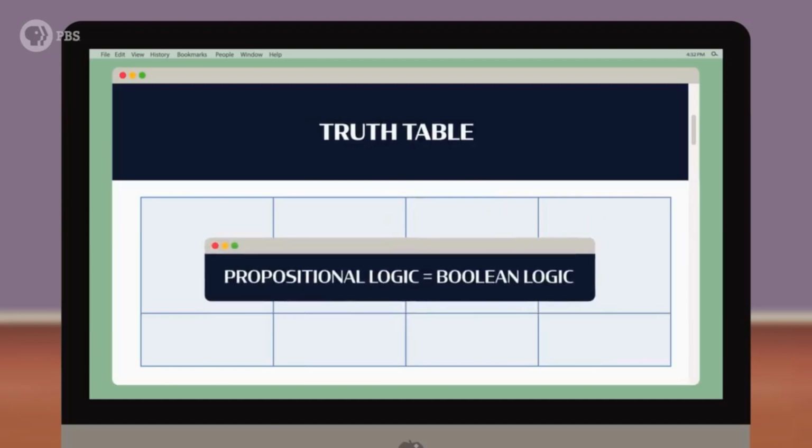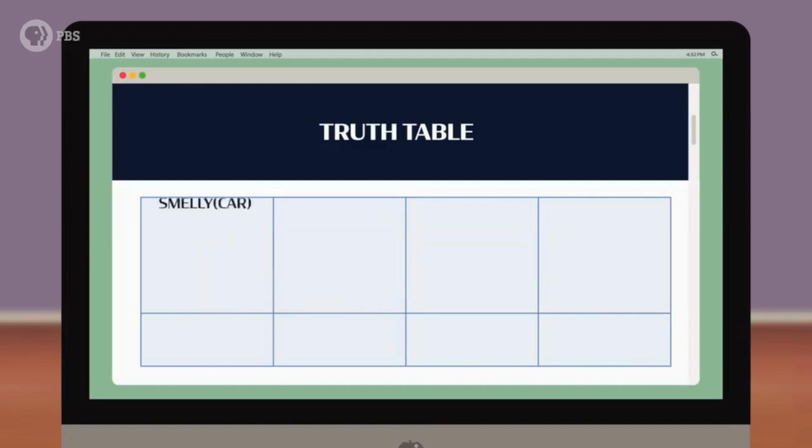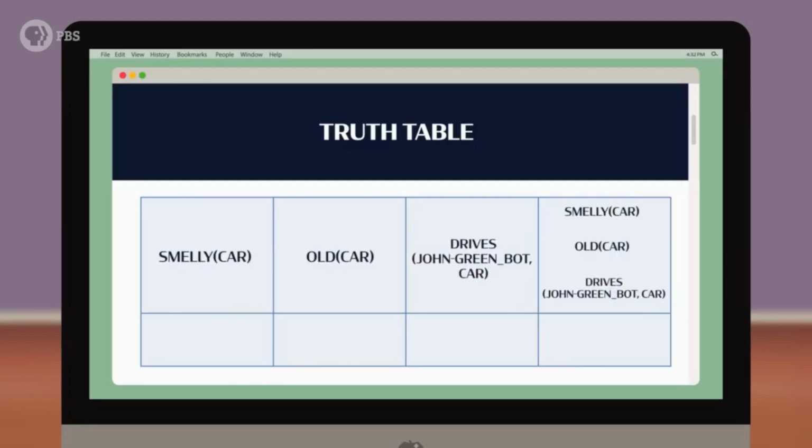Propositional logic is basically a fancy name for Boolean logic, which we covered in episode 3 of Crash Course Computer Science. And the truth table helps us decide what's true and what's not. So, in this example, if the car is actually smelly and actually old, and if John Greenbot actually drives the car, then the proposition smelly car and old car and John Greenbot drives the car is true. We can understand that sort of logic with our brains. If all three things are true, then the whole proposition is true.